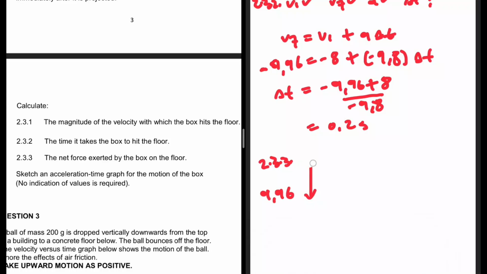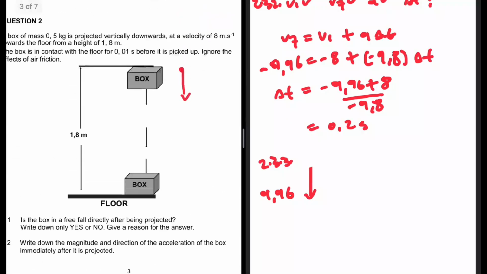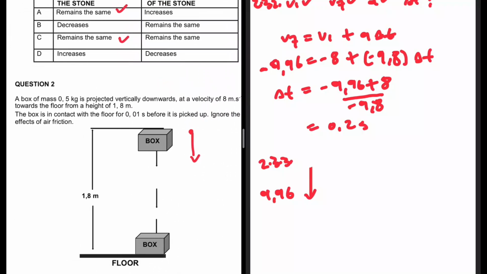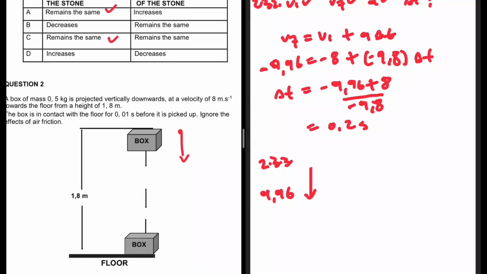And then, does it leave the ground? Let's go back to the question statement and see what happens. It is said that the box is in contact with the ground, with the floor for 0.01 seconds before it is picked up. Right, so it seems like ultimately our object remains resting on the ground. So we have a velocity of 0 meters per second.